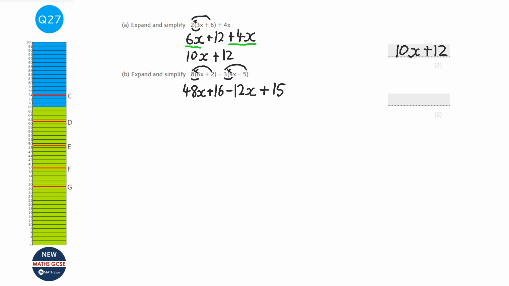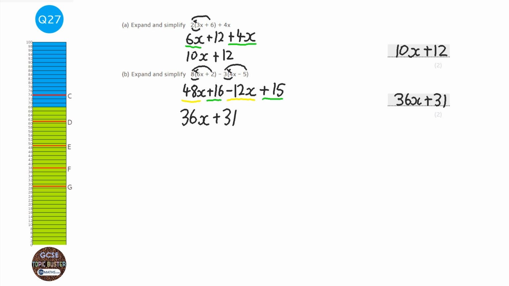Then we look for like terms, so we've got the 48x and the minus 12x, and we've got the plus 16 and the plus 15. So we want to do 48x take away 12x. So if we take away 2, it's 46. If we take away 10, it's 36x. Then we want to do 16 plus 15. Well, 15 plus 15 is 30, so that's going to be 31. So the answer is going to be 36x plus 31.